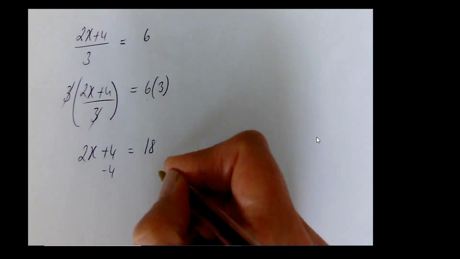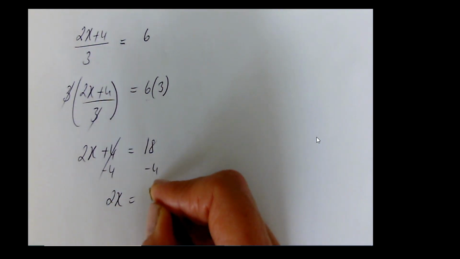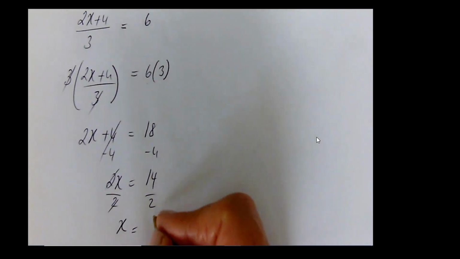And now I have a much nicer, more straightforward equation to now solve. So I can just take 4 away from both sides, and I get, of course, 2x is equal to 14. And to get rid of the multiply by 2, I divide by 2 to get x on its own is equal to 7.